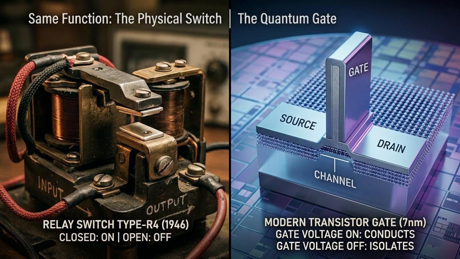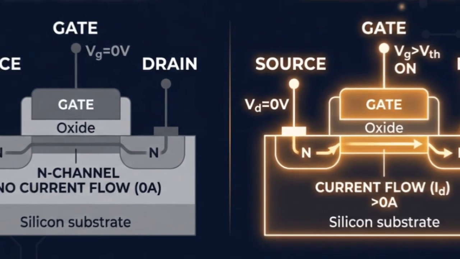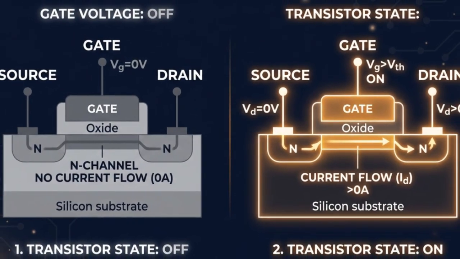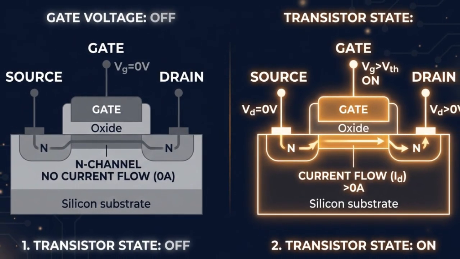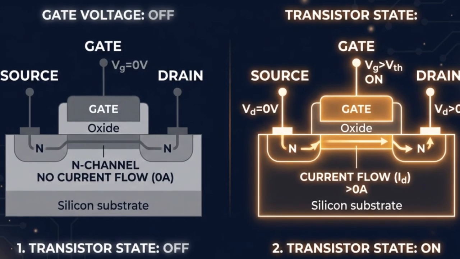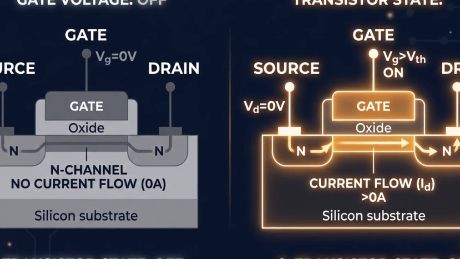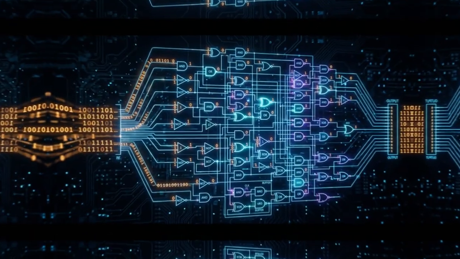A transistor is, at its most basic level, a switch. It has three connections. Apply voltage to one of them, the gate, and current flows between the other two. Remove the voltage, and current stops. 1, 0. That's it. That's the entire function of a transistor. So how do you build a computer from billions of on-off switches?